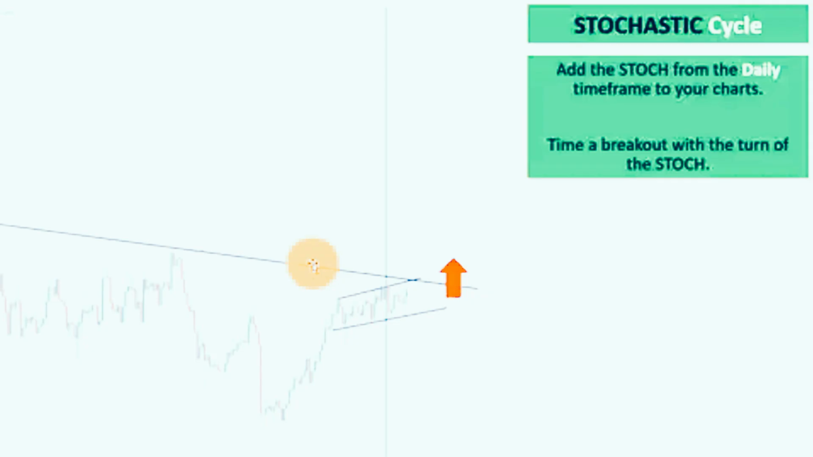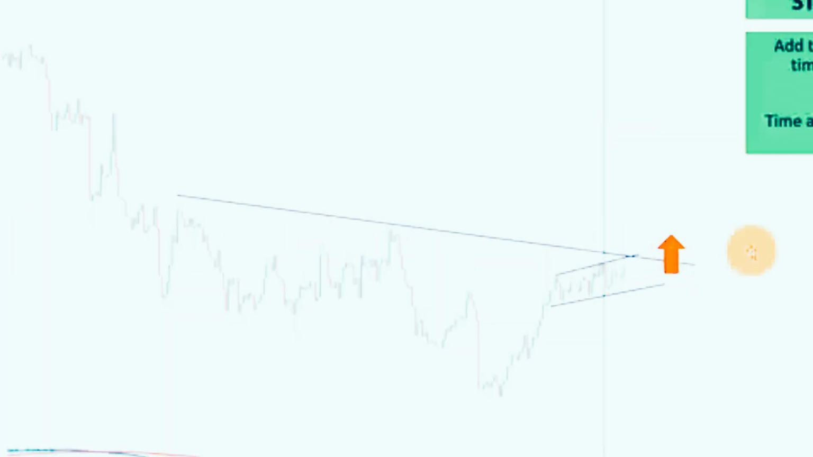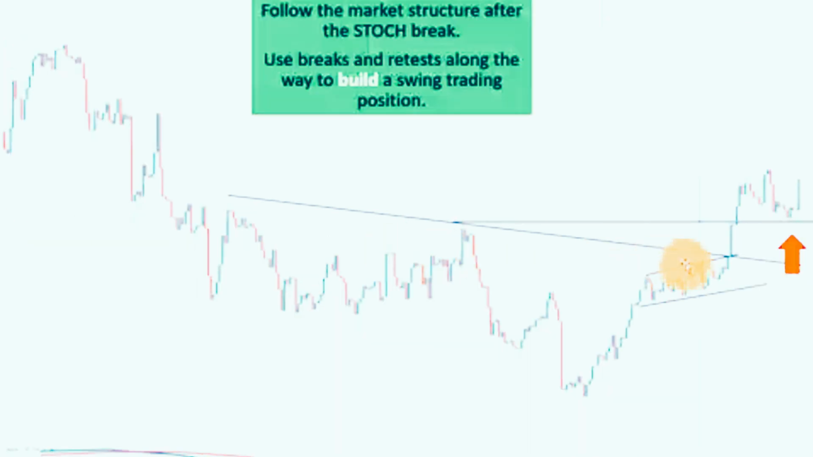Just what I said like 30 seconds ago. We have a pattern, but we need to wait for the pattern to be broken. And then we can go with the momentum. Or we could also wait for a pullback. But we need to get out of the pattern. And this is what happens.